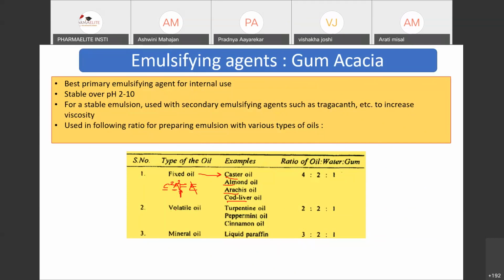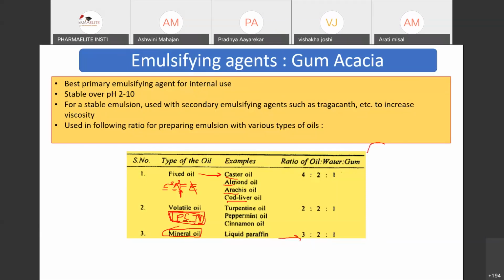On the other hand, in case of your volatile oil, PC pay TV. These days we don't see TV, right? If I want to see a match, I'll open Hotstar on my laptop. I won't go to TV to see Star Sports. So PC pay TV. P stands for peppermint oil, C stands for cinnamon oil, T stands for turpentine oil, and V stands for volatile oil. So peppermint, cinnamon, and turpentine oil are a part of my volatile oils. In the same way, in case of mineral oils, it's your liquid paraffin, which is in the ratio of 3:2:1.